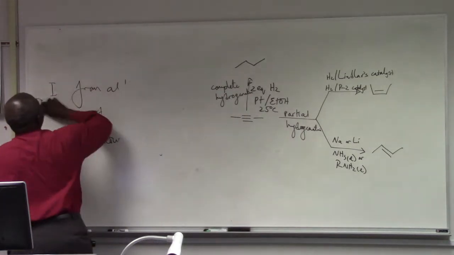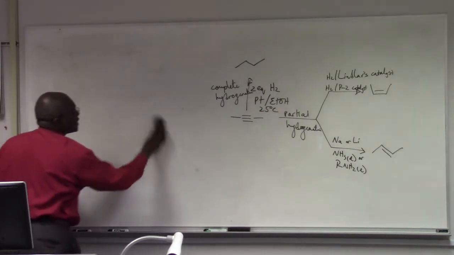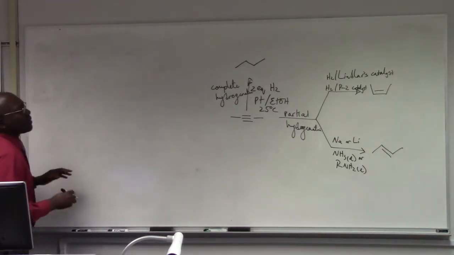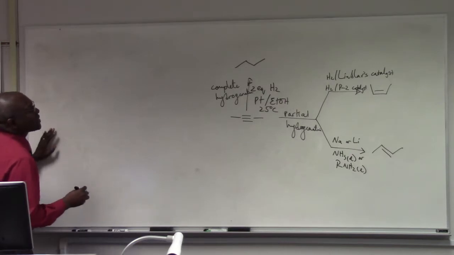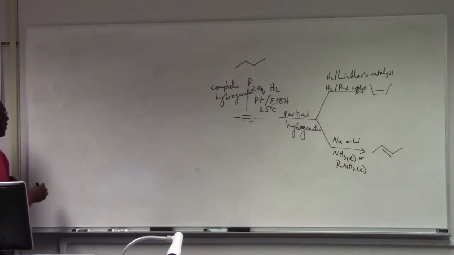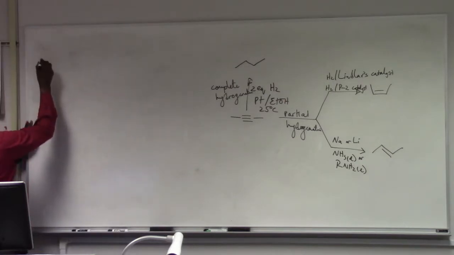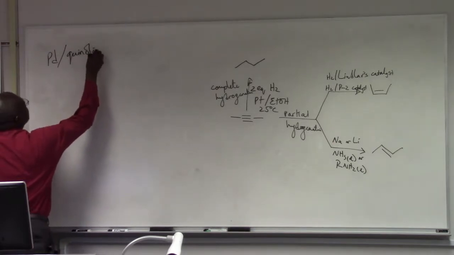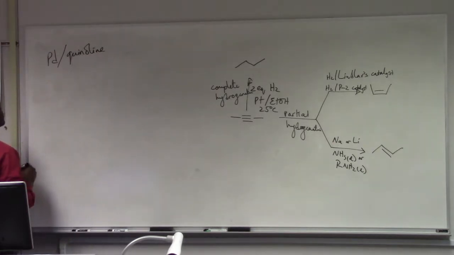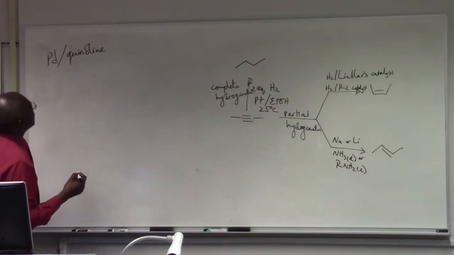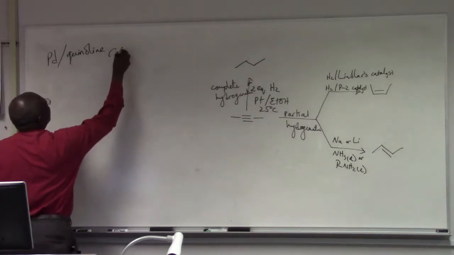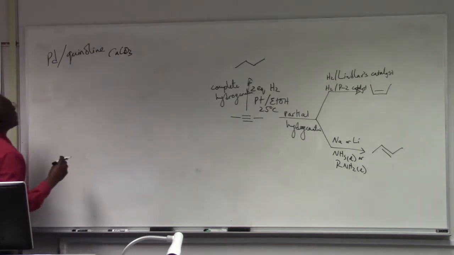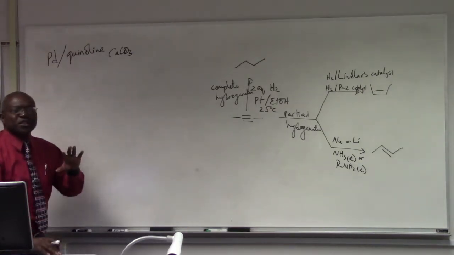So how do we do the partial hydrogenation, and how do we get the cis alkene? Well, Lindlar's catalyst is basically a palladium catalyst that's poisoned. It's normally poisoned with something called quinoline. Quinoline is a typical poison that they use, although sometimes they use calcium carbonate. So Lindlar's catalyst is a poisoned version of a palladium catalyst.